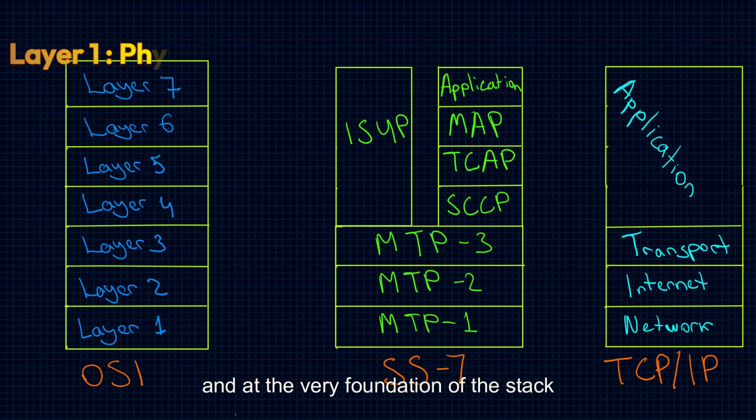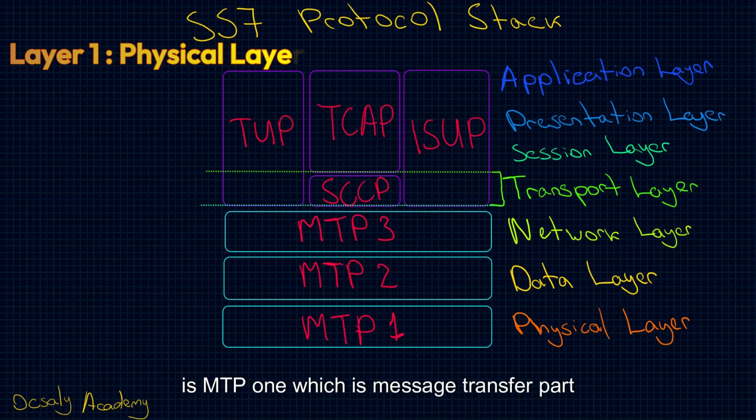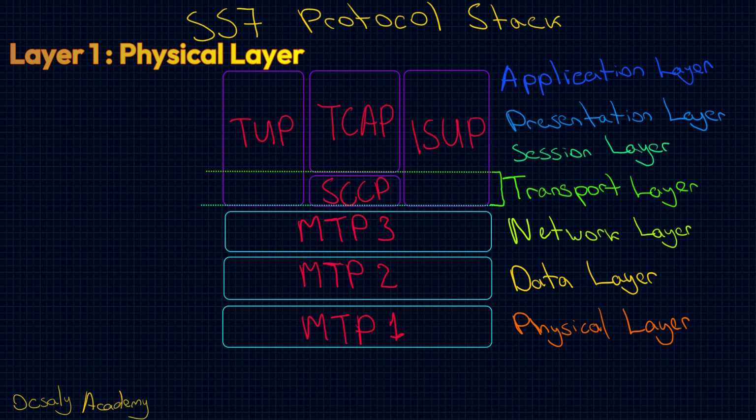And at the very foundation of the stack is MTP1, Message Transfer Part 1, which corresponds to the physical layer in the OSI model. This layer defines physical properties of the transmission medium, such as type of cables like copper, fiber optics, and so on, signal levels, electrical or optical, and transmission speeds measured in bits per second. For example, imagine you are setting up a telecommunication network.